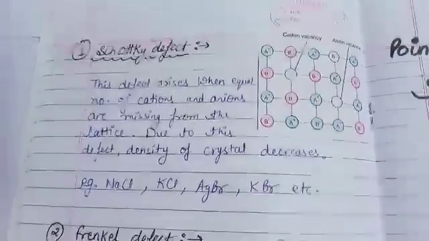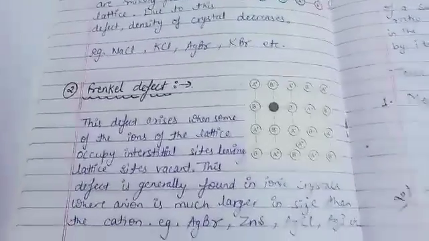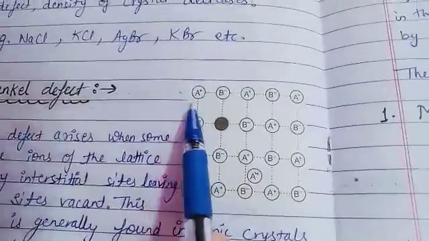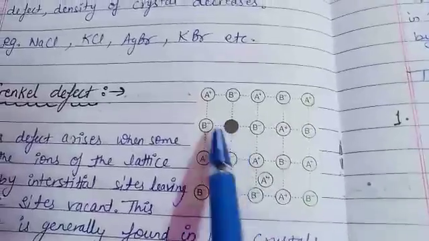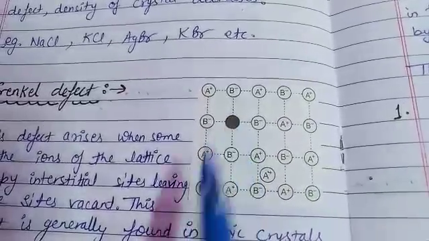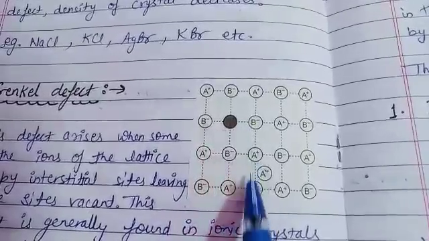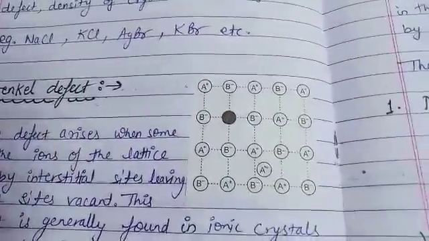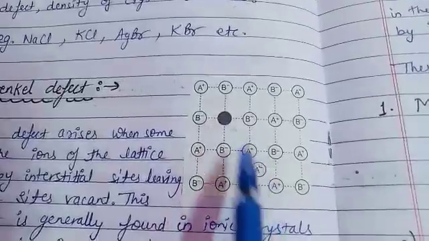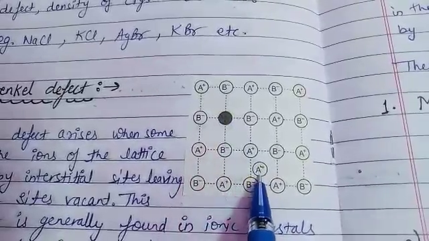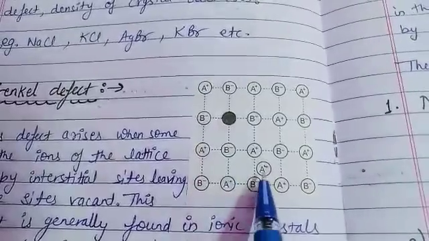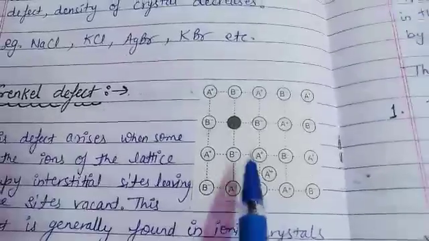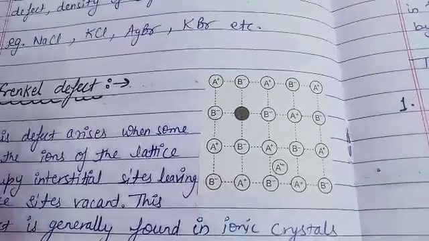The second one is Frenkel defect, and this is a type of interstitial defect in ionic solids. Again see the crystal: A positive, B negative, A positive, like this. Some of the cations leave their site and go to the interstitial site. Interstitial site means an unoccupied space between particles, a vacant space. Where does the cation go after leaving its lattice site? It goes to the interstitial site. That type of defect is known as Frenkel defect.